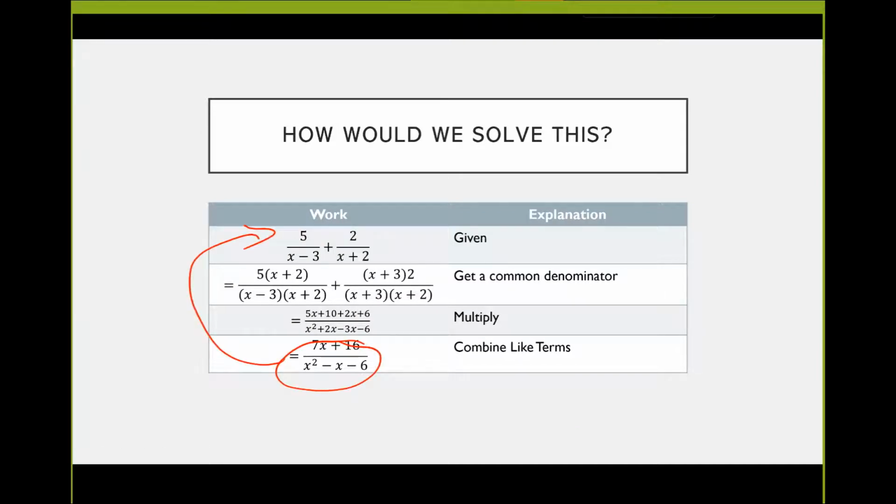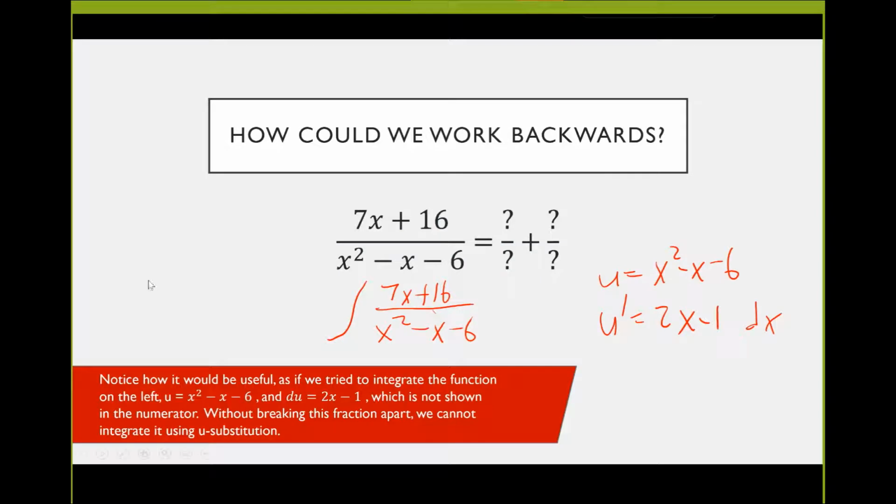The reason why we want to do it is because right now if I tried to integrate this larger fraction on the left side, I would be stuck. My u would be the bottom part, which is x squared minus x minus 6. My u prime would be 2x minus 1. And there's no constant that I can multiply in order to make this u prime what I have on top, the 7x plus 16. I can multiply by 7 over 2, but if I did, that negative 1 would become negative 7 over 2, which is not the 16 I need to substitute. So I'd be stuck.